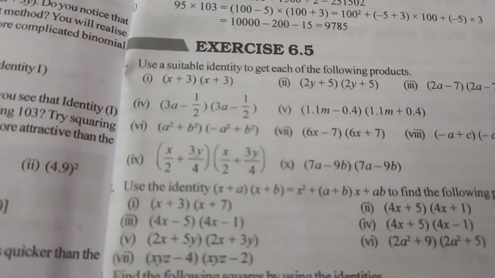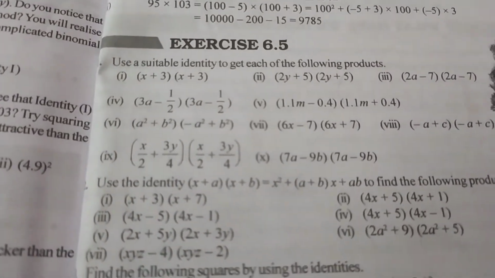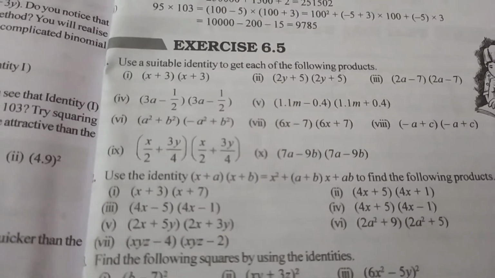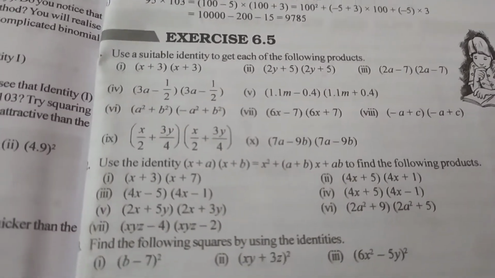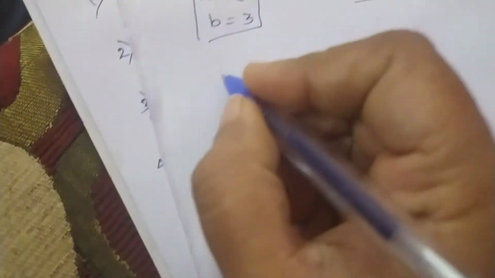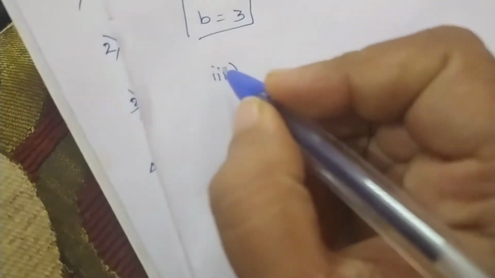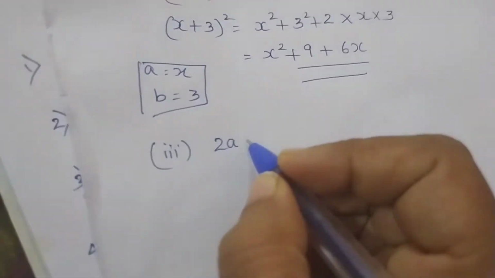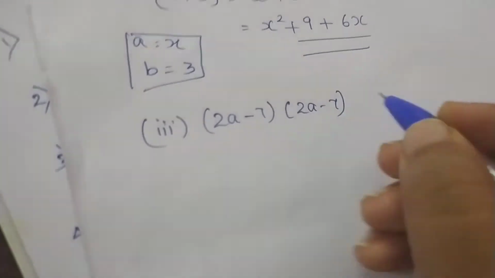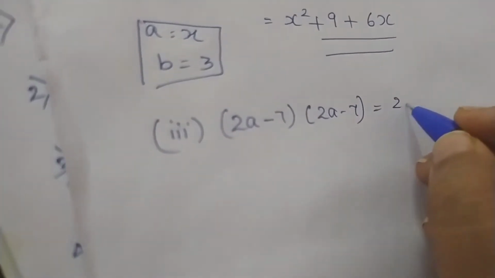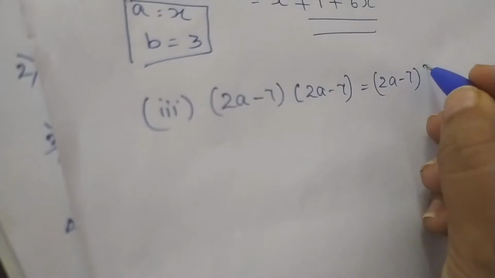Now let's do one more problem from the textbook. So we will do problem number 3, the product of 2a minus 7 and 2a minus 7. 2a minus 7 into 2a minus 7 can be written as 2a minus 7 the whole square.